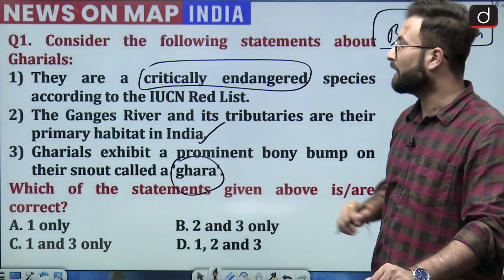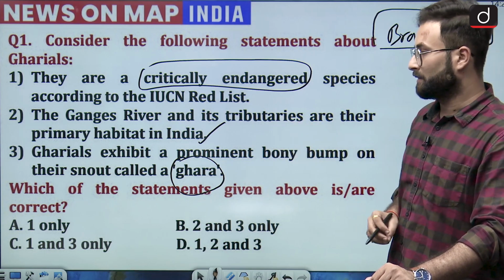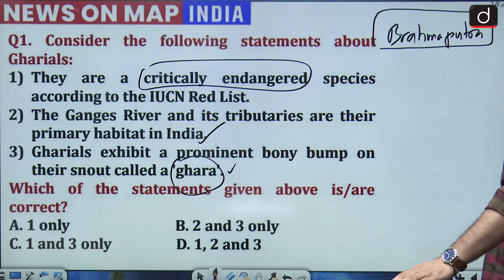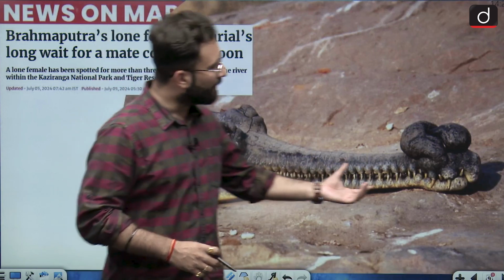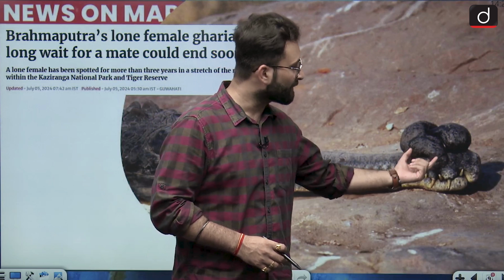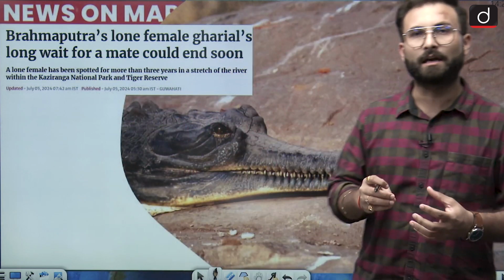Now coming to the third statement, Gharial exhibit a prominent bony bump on their snout. We will be talking about that. So this is also correct. Now coming to the Gharial here. So here you can see this is a female Gharial and there is a bump on the snout of these Gharials. Okay, so because of these ghadas they are called Gharials.